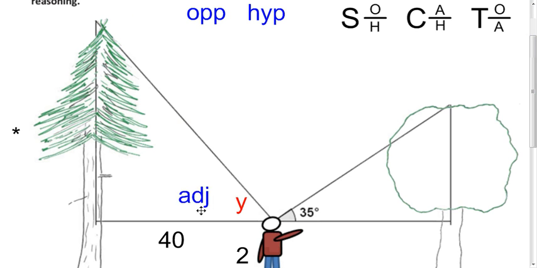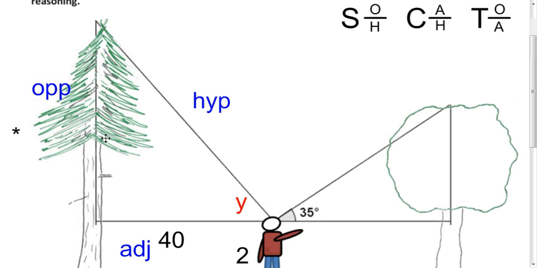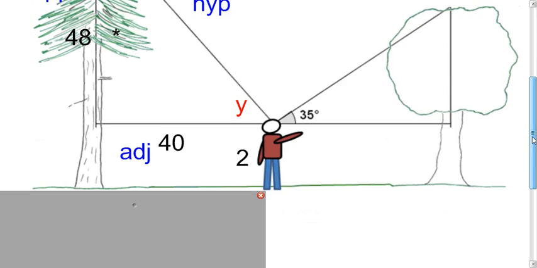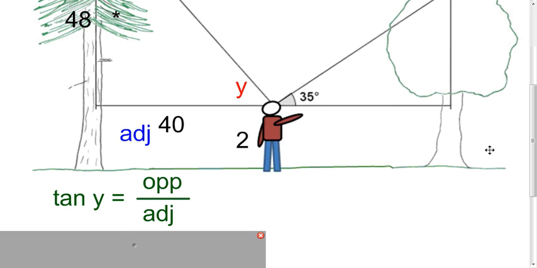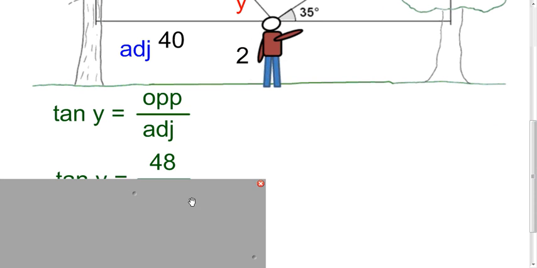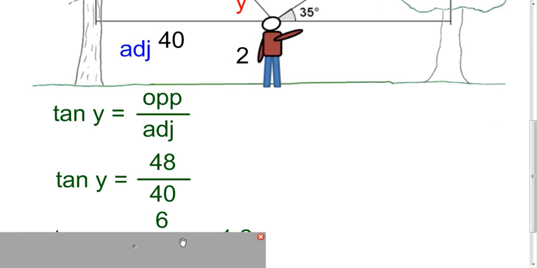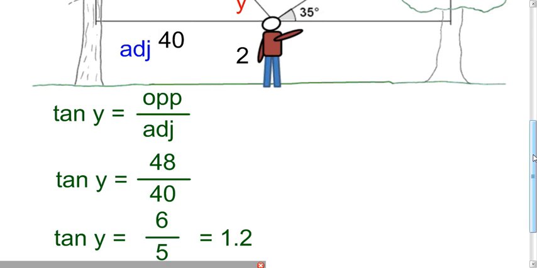Looking over on the left-hand side now, so this is adjacent, hypotenuse, opposite. And what's this distance here? We know the entire tree is 50 meters tall, and this distance to Dan's eyesight is 2 meters. So this distance must be 50 minus 2, 48 meters. So this would be tangent, once again, opposite over adjacent. Tangent of y, our angle, is going to be 48 over 40. And we can simplify here, and we get tangent of y is 1.2, or 6 over 5.